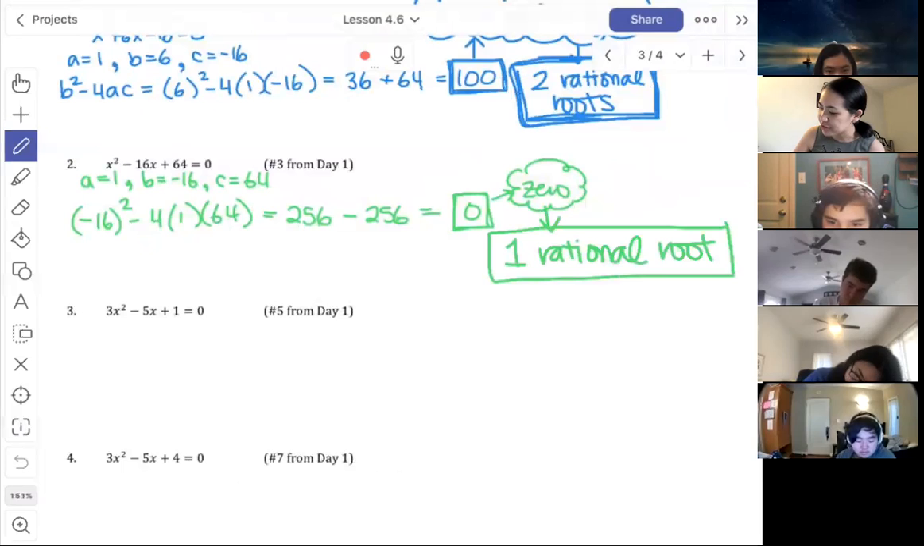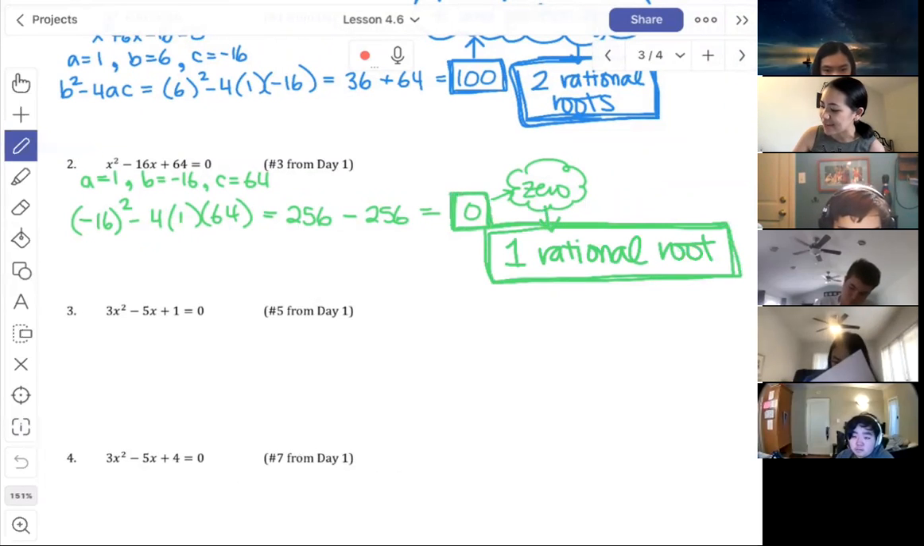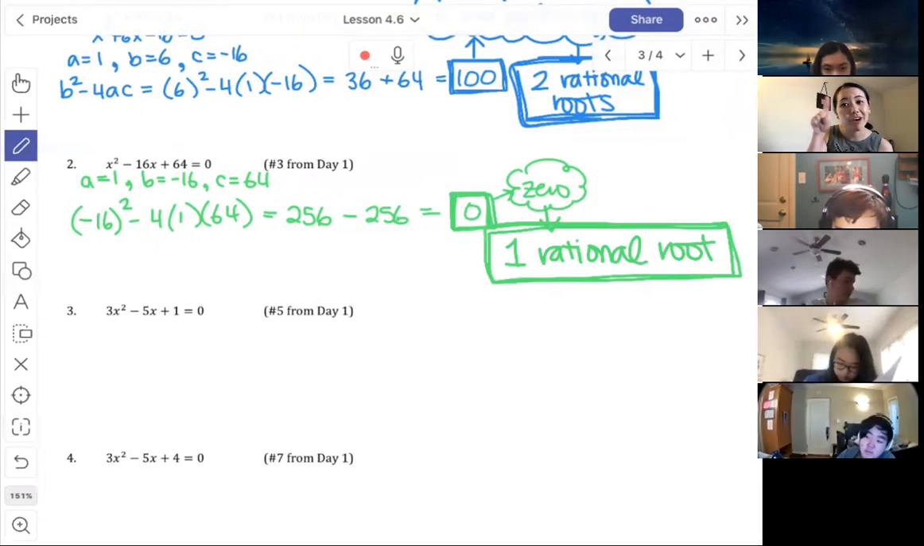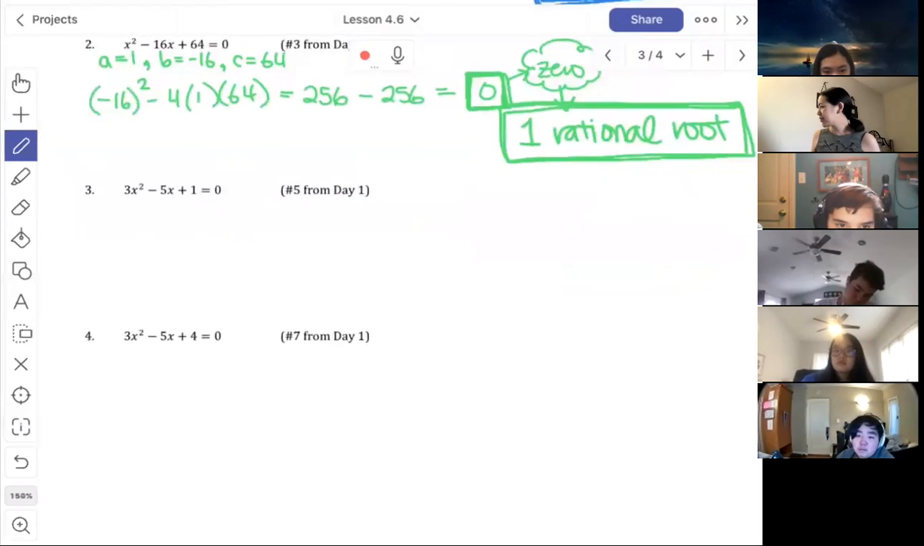1 rational root if your discriminant is exactly 0. If you look at number 3 from your previous notes, the inside of the root was 0. So when we simplified and solved, we ended up with x is equal to 8. So we ended up with 1 rational root. All right, sweet. Let's go to number 3. Help me find the discriminant for this one, please.